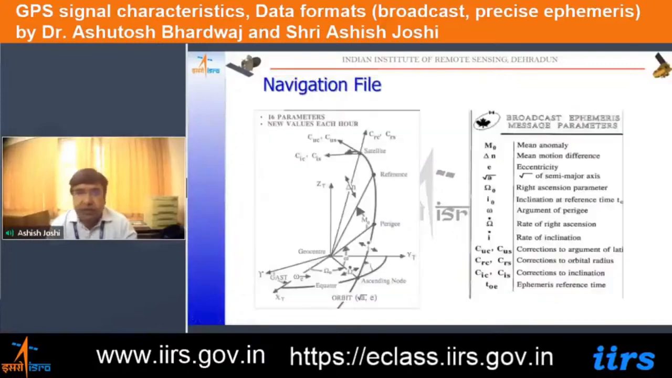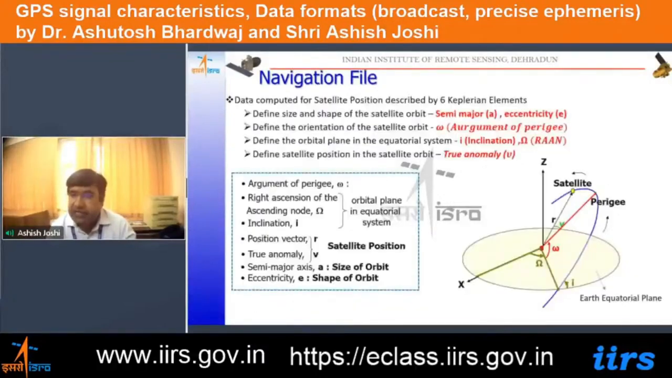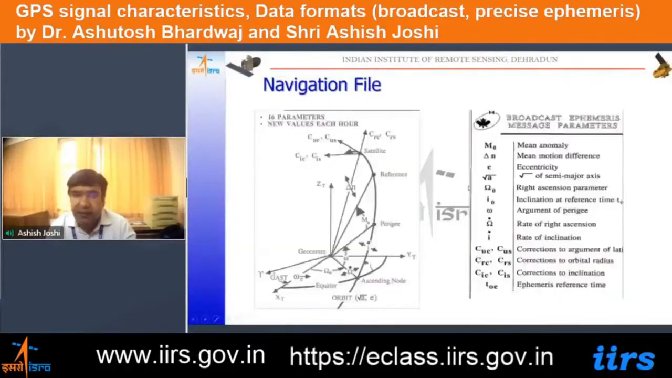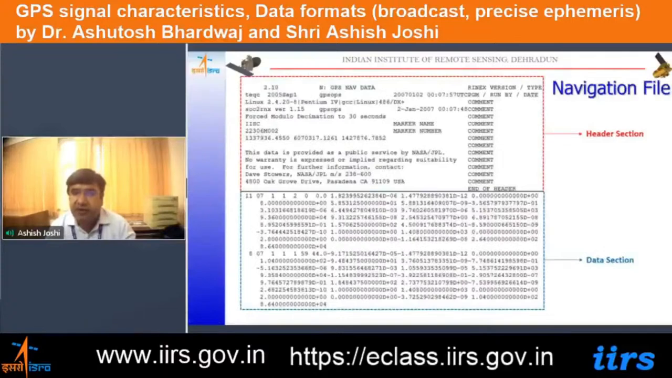Apart from these 6 Keplerian elements, we have other derived parameters. In the navigation file, we have a total of 16 parameters. 6 are the Keplerian elements, and the other derived parameters are the rate of right ascension, rate of inclination, correction to the argument of latitude, and other parameters. So a total of 16 parameters we have in the navigation file. This is how the navigation file will look.